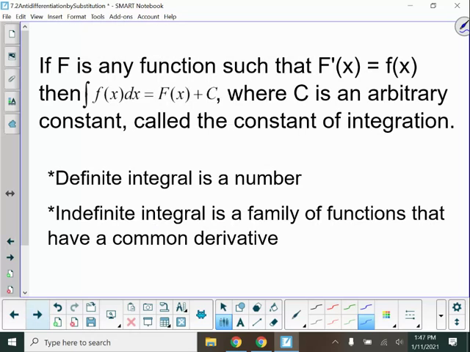First we have a little bit more information here. If capital F is any function such that F prime of x is equal to f of x, then the integral of f of x dx is equal to F of x plus C, where C is some arbitrary constant called your constant of integration. And again, we used that plus C in 7.1. A definite integral is where you get a number, which is what we did mainly in chapter 6. An indefinite integral is going to be that family of functions that have the common derivative.